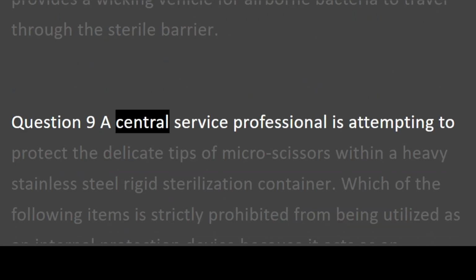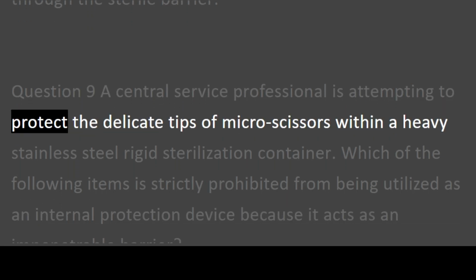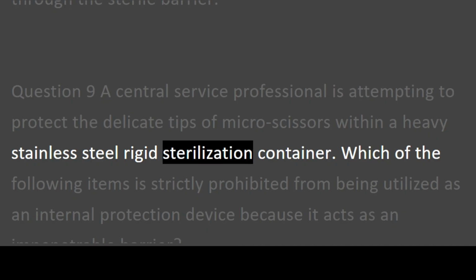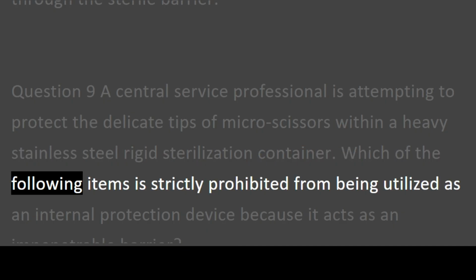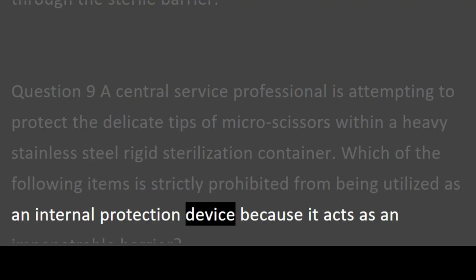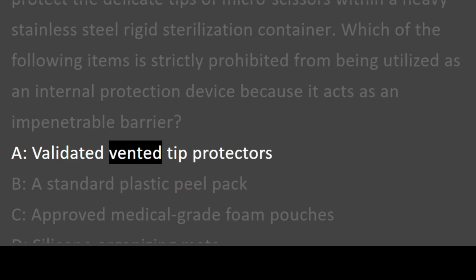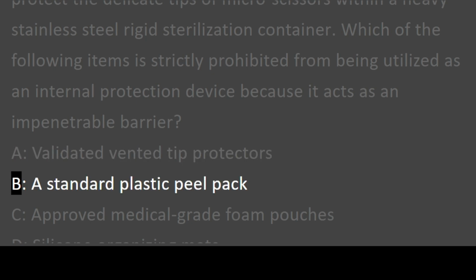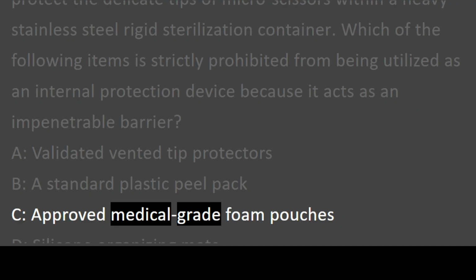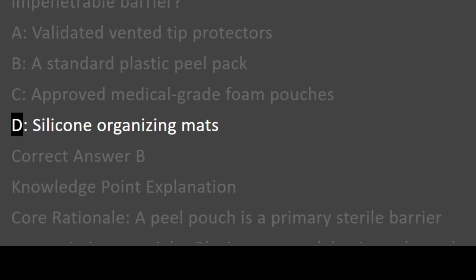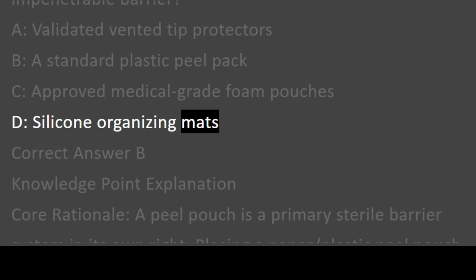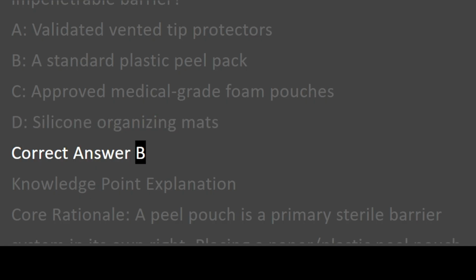Question 9. A central service professional is attempting to protect the delicate tips of microscissors within a heavy stainless steel rigid sterilization container. Which of the following items is strictly prohibited from being utilized as an internal protection device because it acts as an impenetrable barrier? A. Validated vented tip protectors. B. A standard plastic peel pack. C. Approved medical grade foam pouches. D. Silicone organizing mats. Correct answer B.